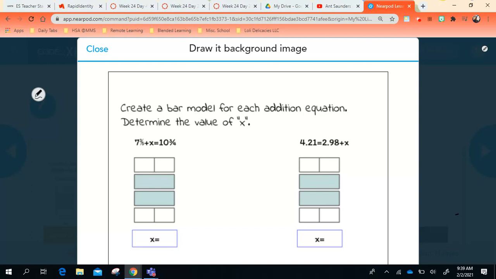I'm going to set it up the same way I normally would. I'm going to bring down that 7 3/5, and I'm going to bring down my x. Then I'm going to do 7 3/5 plus x equals 10 3/4. And then finally, I'm going to bring down 7 3/5 again.